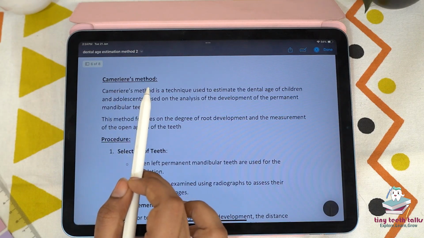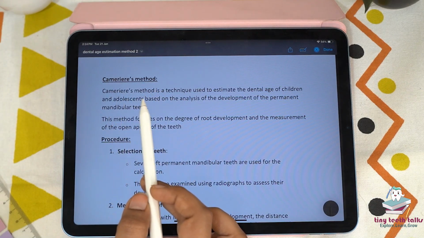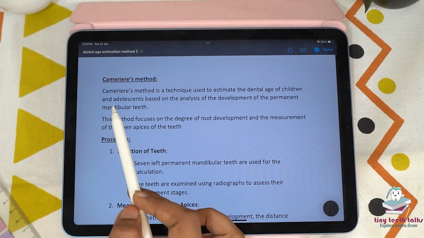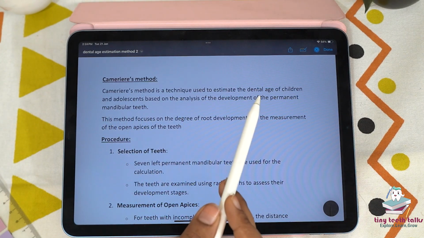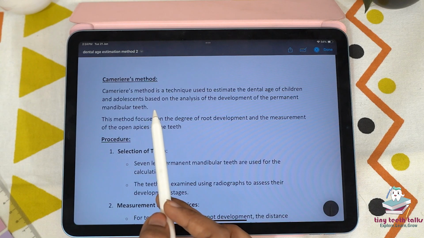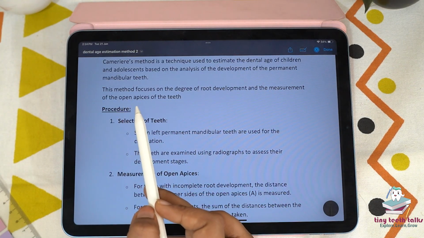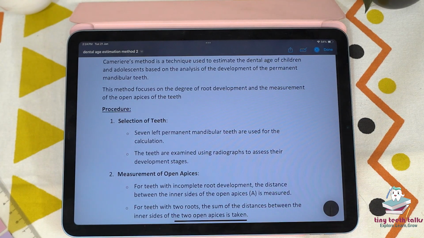The fourth is Cameriere's method. Cameriere's method is a technique used to estimate the dental age of children and adolescents based on the analysis of the development of the permanent mandibular teeth. This method focuses on the degree of root development and the measurement of the open apices of the teeth. They gave a regression equation for dental age estimation.